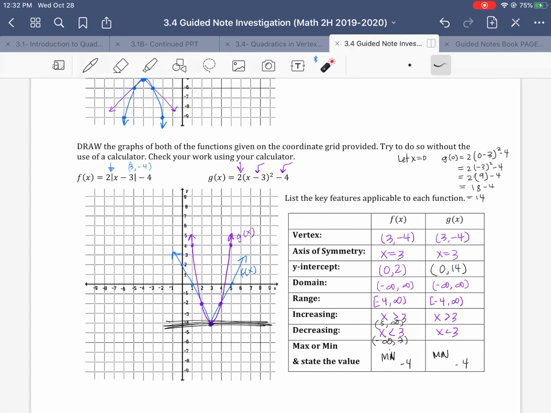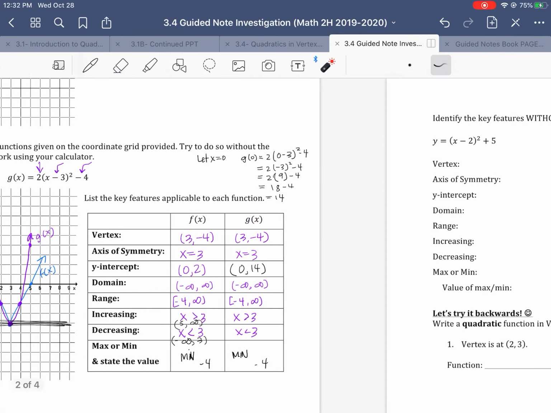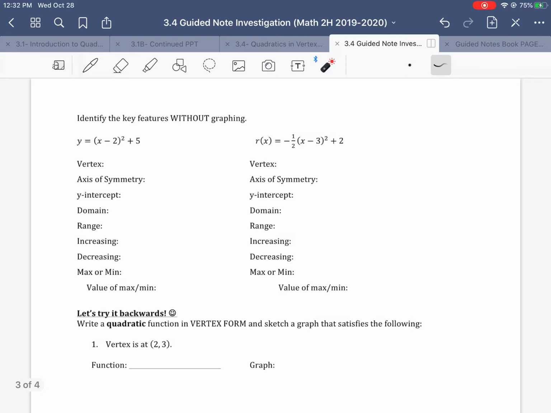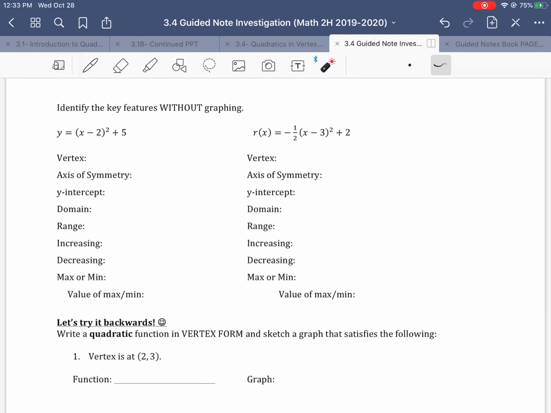Other than that, they behave very much the same way as far as identifying pieces of them. So we could do this without the use of a calculator and having to graph. I'm going to kind of just work through the first one. You'll go through and make sure the second one's done as well. You can check it with the posted key.